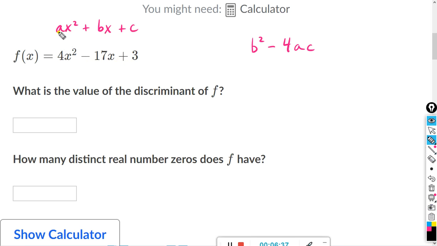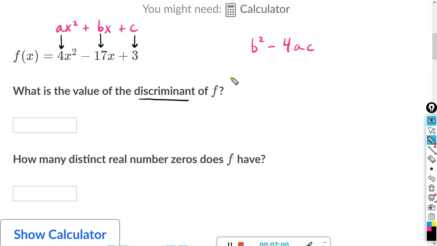So a is the coefficient with x squared. That's just going to be 4. B is the coefficient with x. That's going to be negative 17. Okay, just watch the signs. And c is the constant term with no x. That's positive 3. So they want us to find the discriminant.